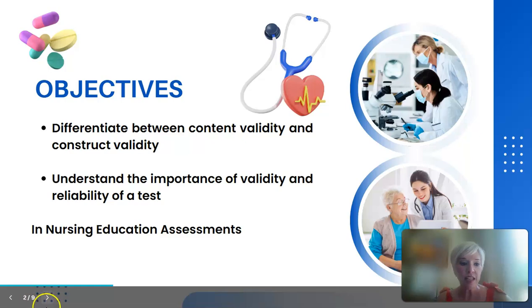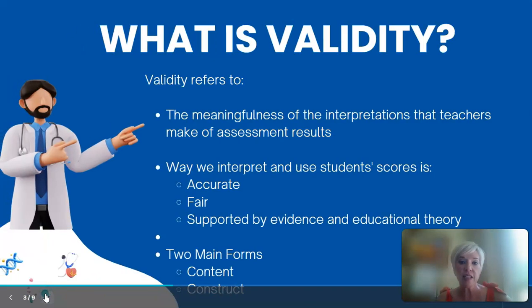So what is validity and what does it mean? Validity, according to our textbook, refers to the meaningfulness of the interpretation that teachers make of assessment results. It also means the way we interpret and use student scores is accurate, fair, and supported by evidence and educational theory. There are two primary forms of validity: content validity and construct validity.